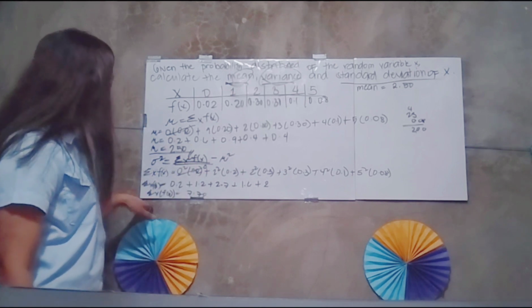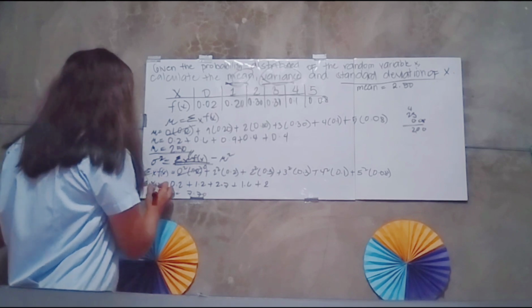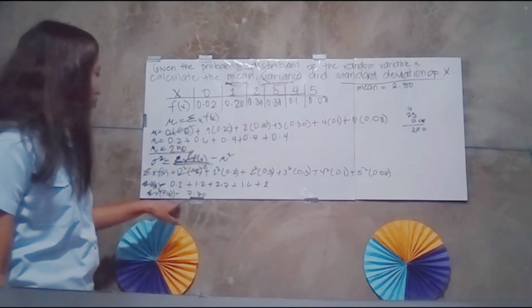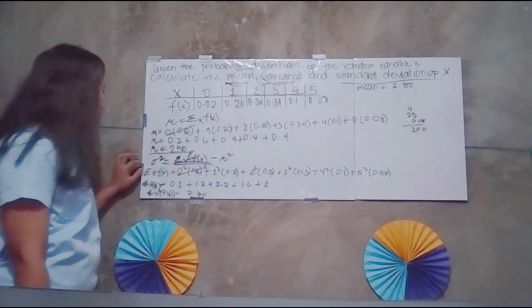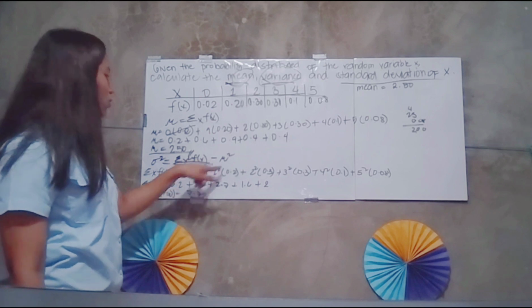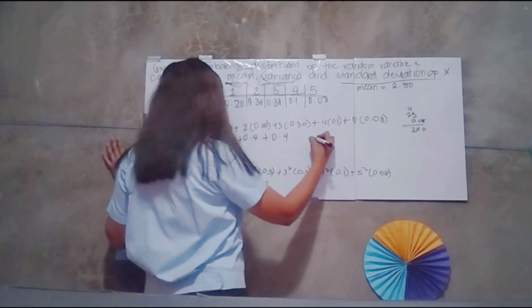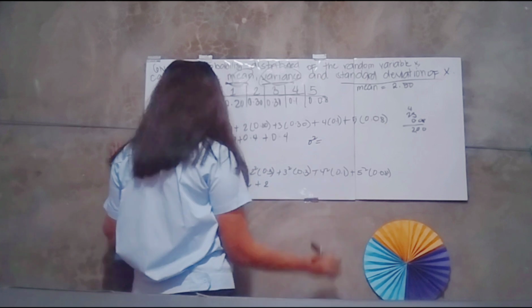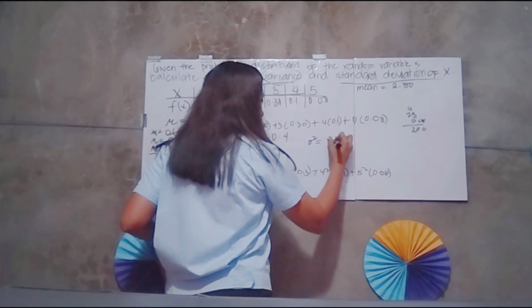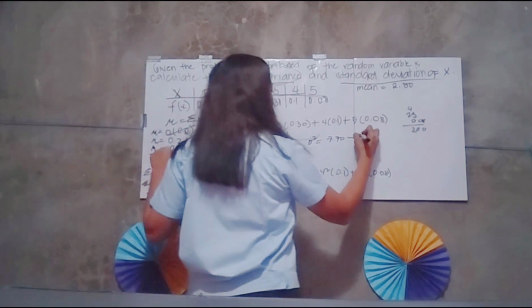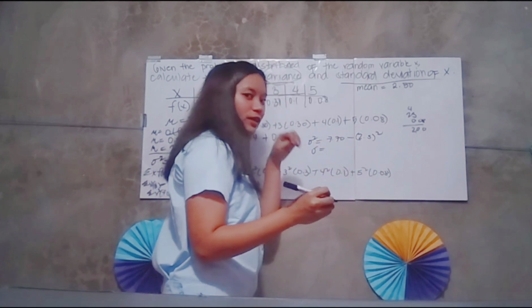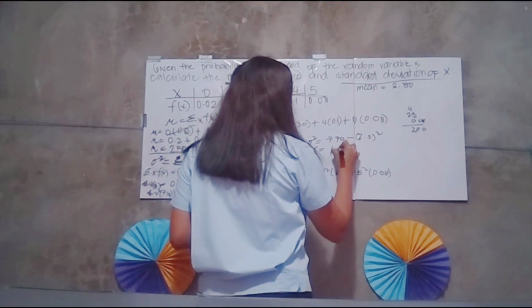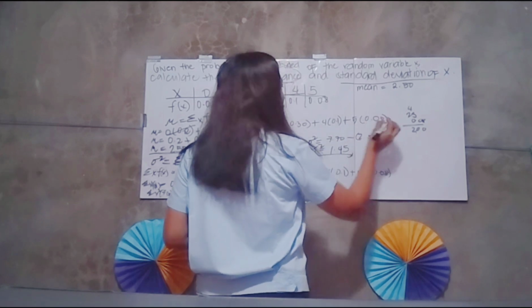So, meron na tayong summation of x squared f(x). So, para makuha natin ang ating variance, we need to subtract this to mean squared. So, sigma squared is equal to 7.70 minus mean natin, 2.5 squared. So, you have only here 1.45. So, variance natin.